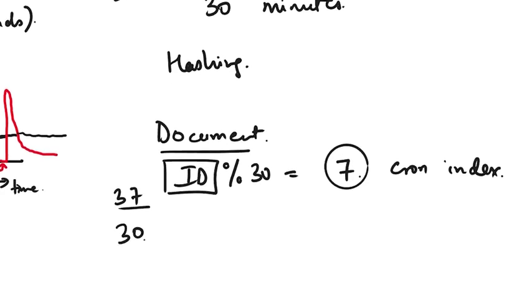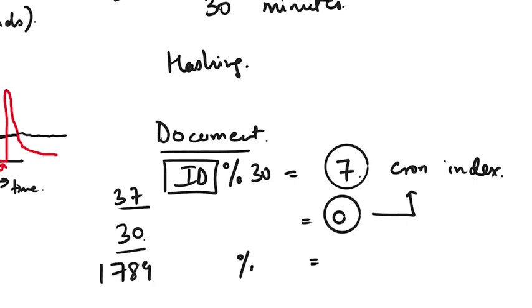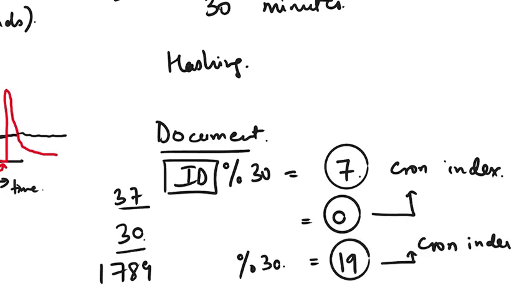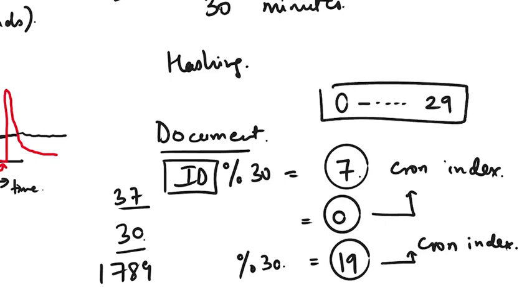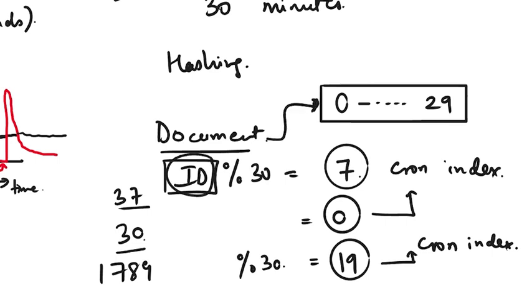Similarly, a document with ID 30 is going to have a remainder 0. 0 will be its cron index. A document with ID 1789 is going to have a remainder with 30 equal to 19, and so that will be its cron index. It's important to notice that the cron index is at most 29. So from 0 to 29, you have different cron indexes for different documents. Okay, we have effectively hashed our document into a particular cron index.